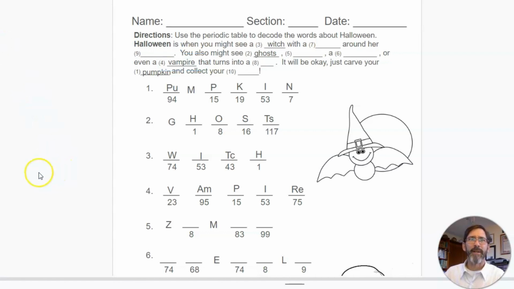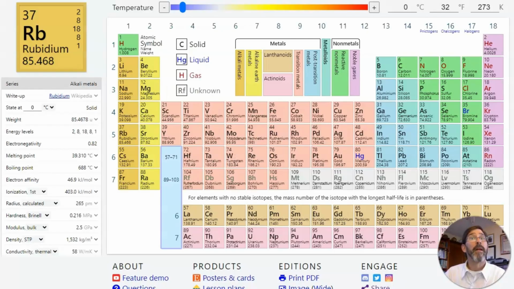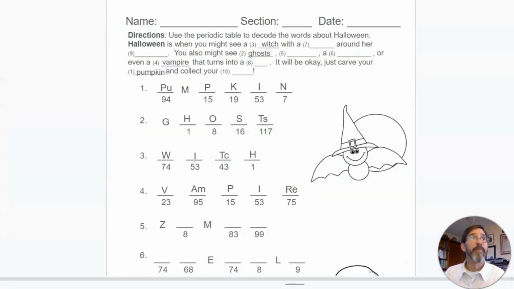Looking at number 5, the first atomic number is number 8. Number 8 can be found at the top of the periodic table. That would be oxygen, capital letter O. Go ahead and enter a capital letter O above the number 8.